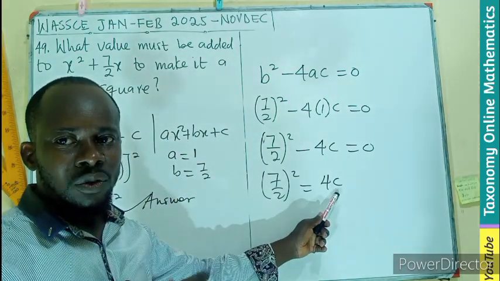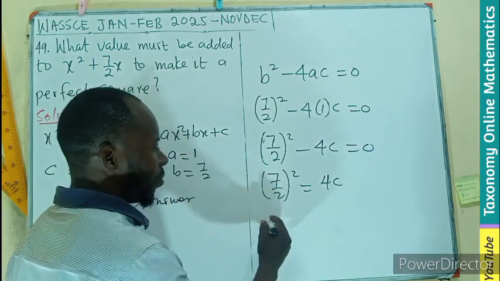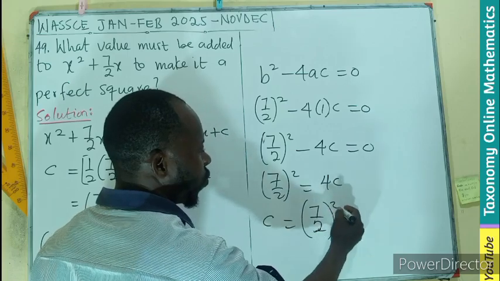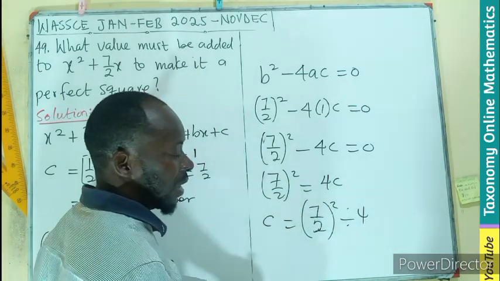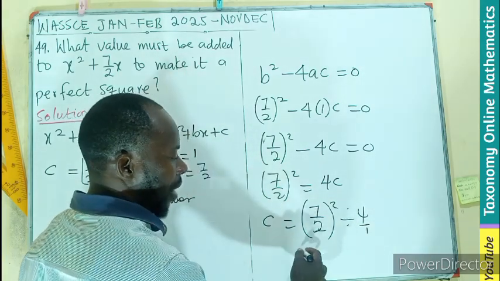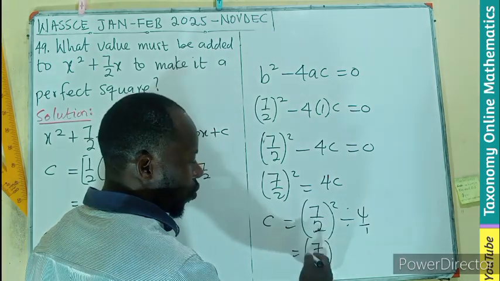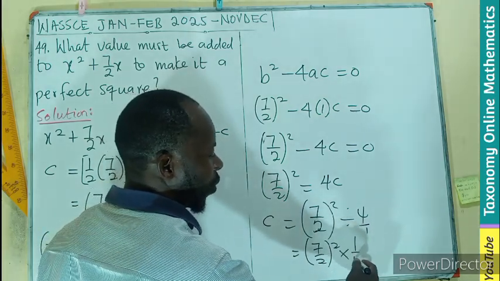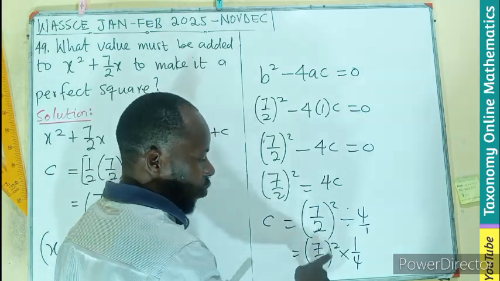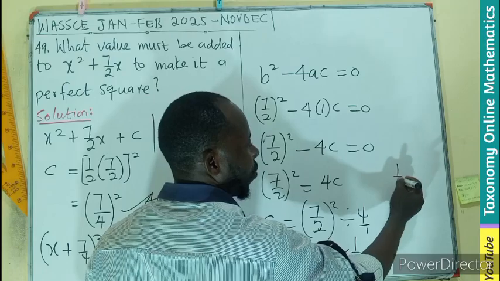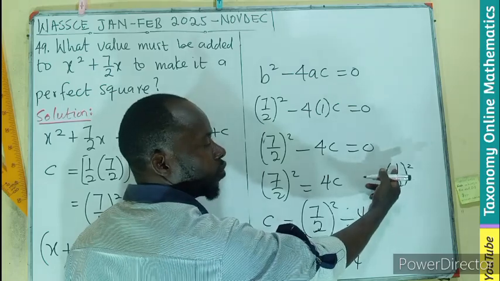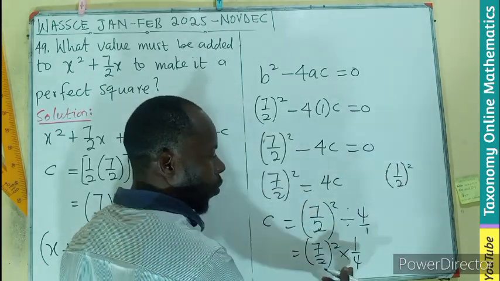Remember, we are looking for that constant, so we divide both sides by 4, meaning c equals (7/2) squared divided by 4. Remember the laws for dividing a fraction by another fraction. 4 is also a fraction, so that becomes (7/2) squared times 1 over 4. And this can be written as 1/2 all squared, because 1 squared remains 1 and 2 squared is 4.